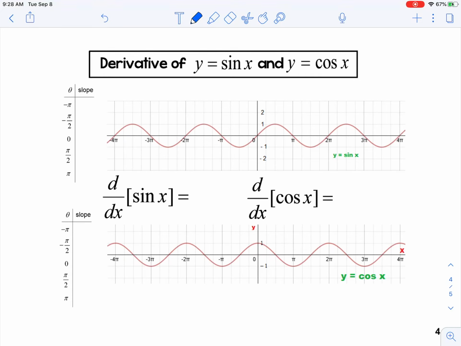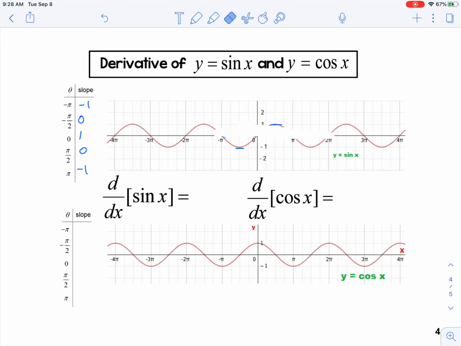All right, let's figure out the derivative of sine and cosine. So we're going to explore this very, very quickly. What is the derivative here at negative pi? That's the slope. That looks like -1 to me. And the derivative at negative pi over 2, that's 0. And at 0, the slope is 1. At pi over 2, it's 0. And at pi, it's -1.